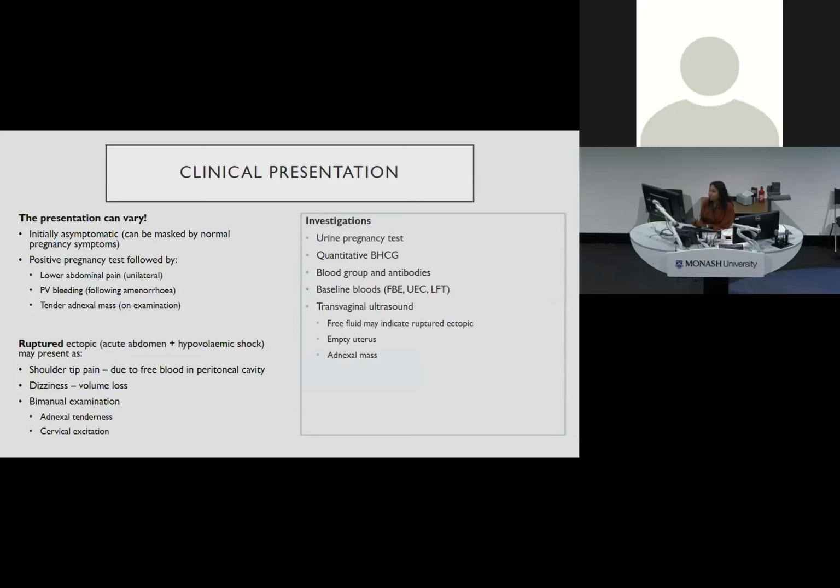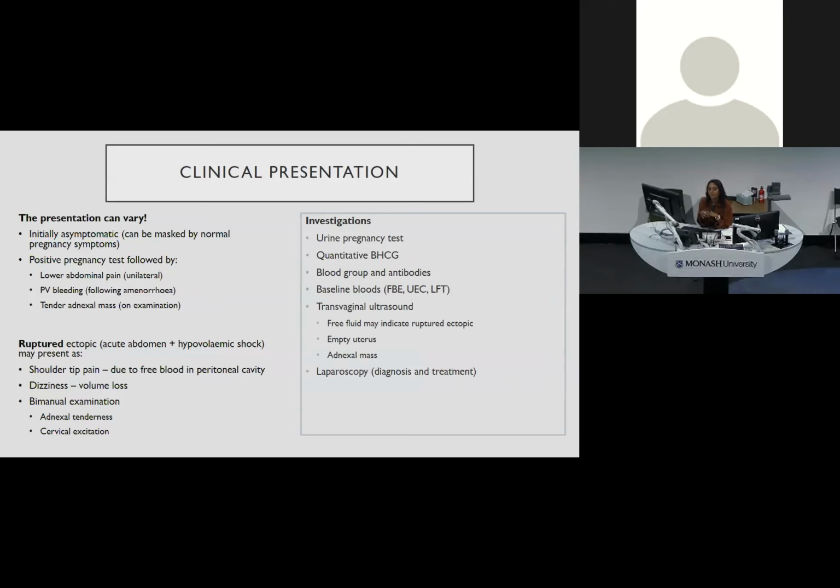The transvaginal ultrasound gives you the ability to identify whether the pregnancy is actually intrauterine. Features that might prompt you into thinking about an ectopic would be that the uterus is empty, that you can see an adnexal mass present, or that there's free fluid in the abdomen. Free fluid will prompt you to think about a ruptured ectopic. Generally, if the beta HCG is greater than 1,500, you should be able to see something on ultrasound.